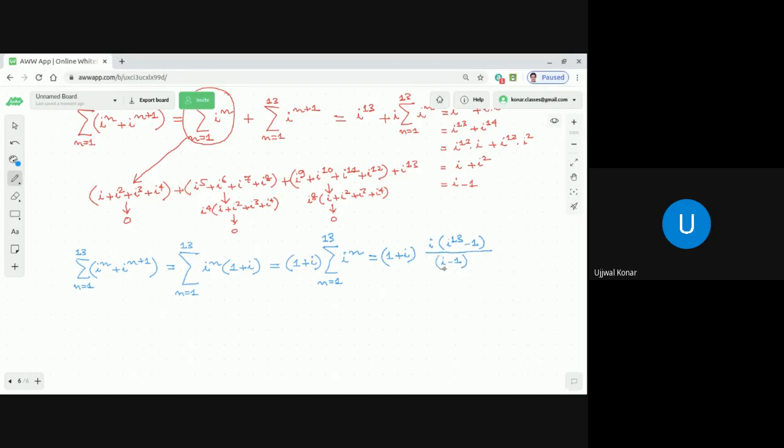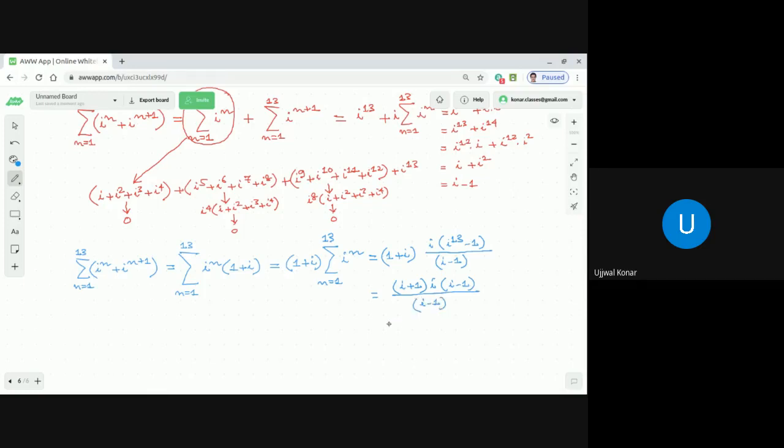Correct, no, dear students, if you apply the concept of geometric progression rule. And what is i power 13? i power 13 is nothing but i, because it is i power 12 into i. i power 12 is a multiple of 4, so that power should be i. So what we get is i plus 1. 1 plus i, we can write as i plus 1. Then i minus 1. Then i into (i minus 1) divided by (i minus 1).